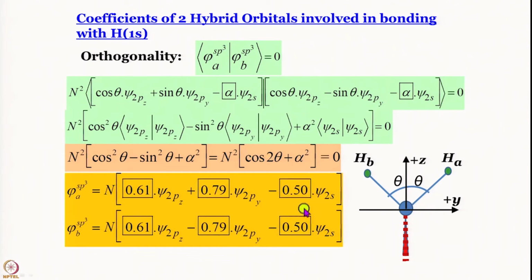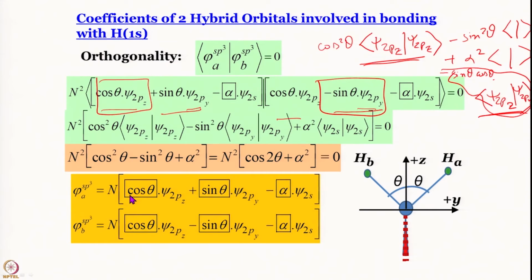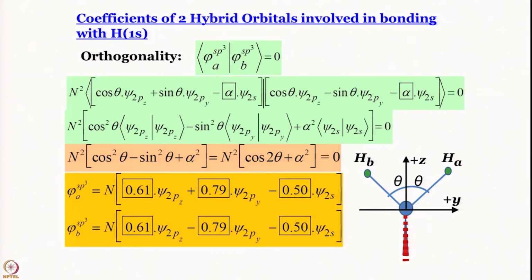Alpha turns out to be 0.5, and we take the plus root because we have written the minus sign already. And when you use the values of sin theta and cos theta, remember what theta is? 2 theta is 104.5 degrees. So, theta is simply 52.25 degrees. So, cosine and sine of 52.25 degrees are 0.61 and 0.79 respectively, we have got this.